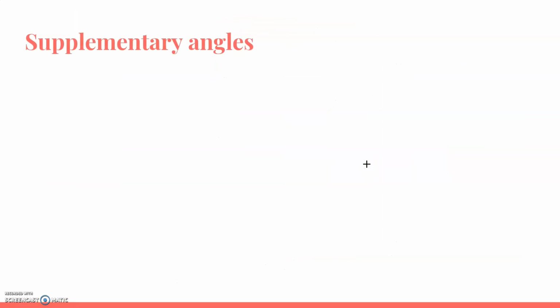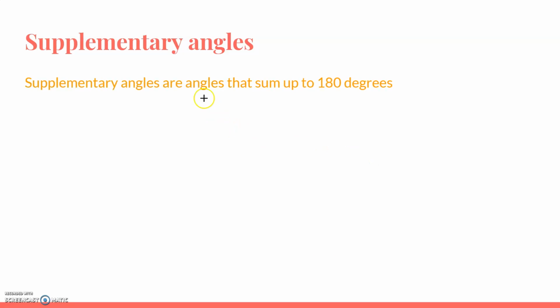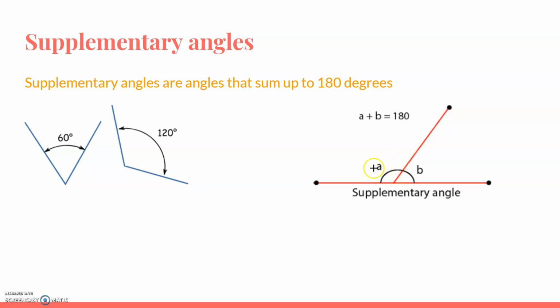Alright, next, supplementary angles. So supplementary angles are angles that sum up to 180 degrees. So for example, in our first diagram here, we have 60 degrees and 120 degrees. When we sum both of them up, we get 180. And then next, we have angle A and angle B. When we add both of them up, we should get 180 degrees.